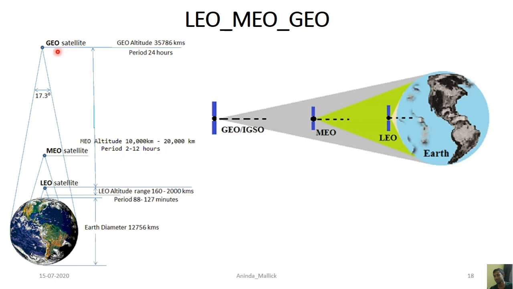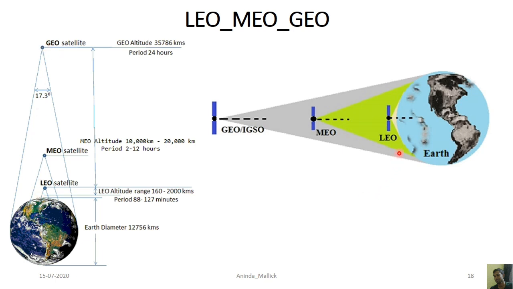And the altitude for GEO is 35,786 kilometers, and the period is 24 hours. And the rotation of Earth about its axis is 24 hours. So a satellite placed at GEO remains stationary with respect to Earth.